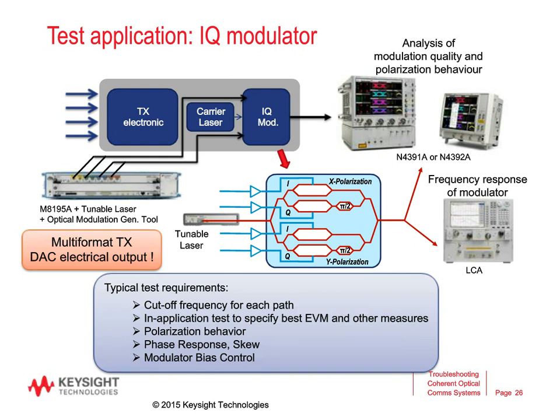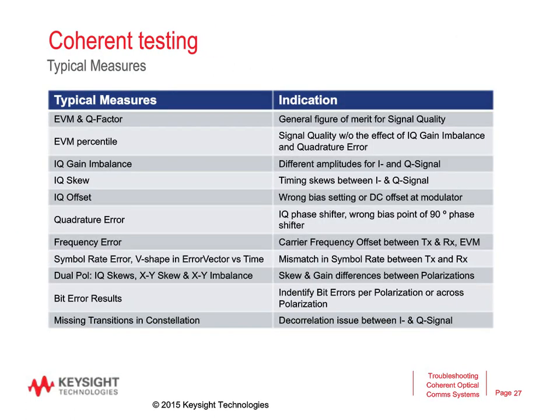Typical tests with the arbitrary waveform generator here are the cutoff frequency for each of the paths, application tests to specify best EVM performance, and also polarization behavior as well as phase response and skew are possible. And another section that could be tested here is the modulator bias control. You get easily an indication of the behavior of your modulator bias control.